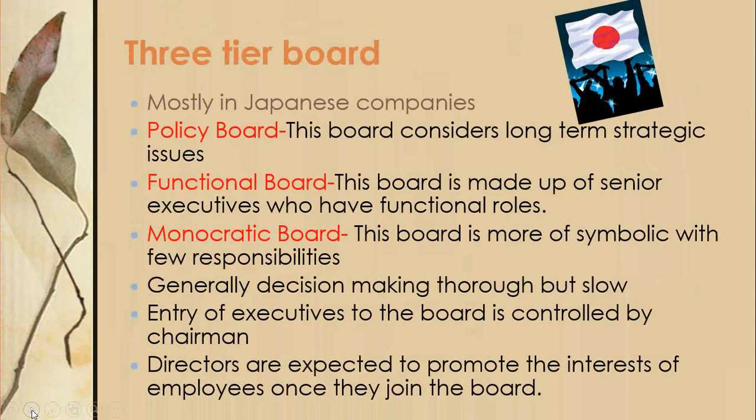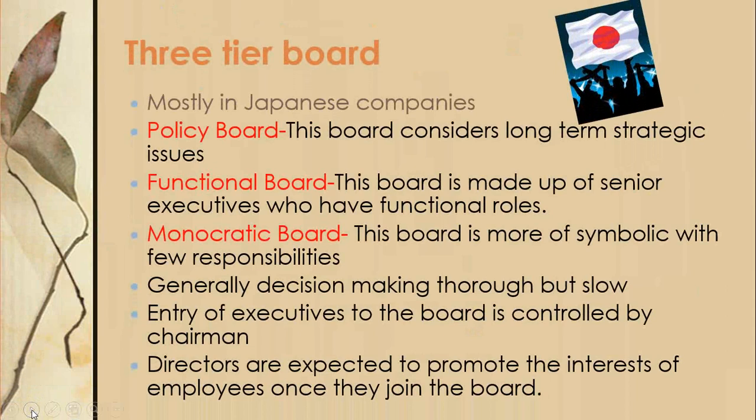So it's like in the German model, the supervisory board. They take the policy decision. The functional board is mostly the senior executives, and it's like the managerial board in the German model. They are senior executives. The monocratic board is more of a symbolic board. Kind of celebrating some reputed people in the board. They are just more of a ceremonial kind of a thing. Like in UK, you get the Queen Elizabeth kind of a person. Yeah, they are more symbolic with few responsibilities.